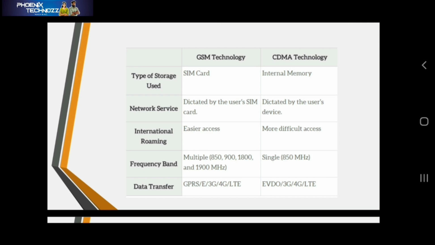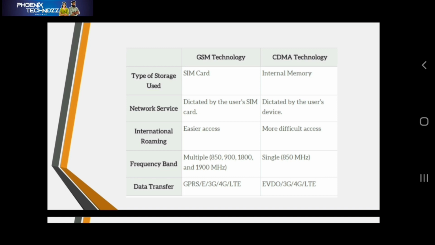Next, the frequency bands. GSM technology supports different frequency bands. That is, it can support frequency ranges of 850 and 1900 MHz. But CDMA technology supports only a single frequency. That is, all the entities use the same frequency, and it is 850 MHz. This is a main key point about the frequency band of CDMA technology: it is a single frequency, and the frequency supported by CDMA technology is 850 MHz.